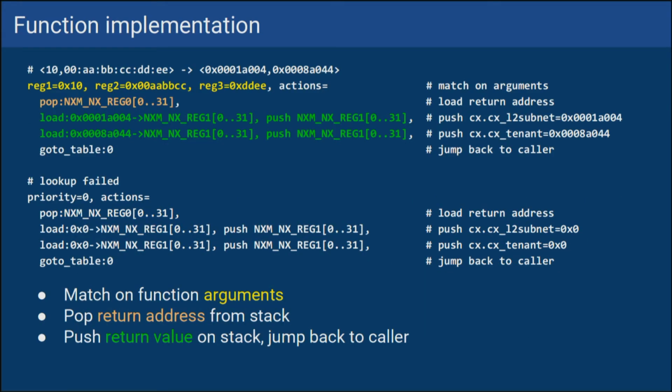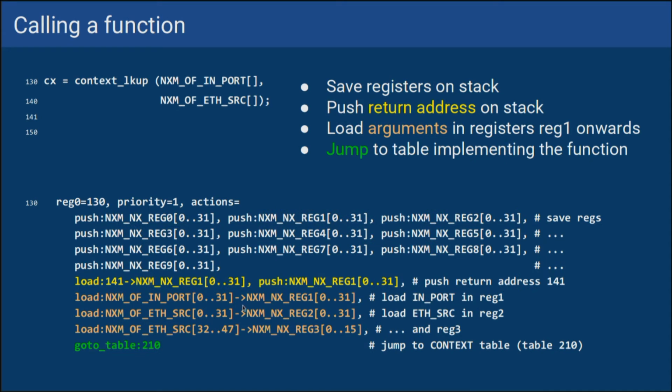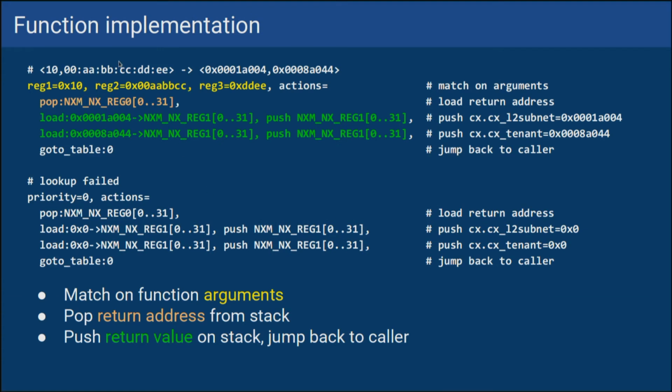Now how do we actually implement the function? So if we go back, we see that the function parameters are reg1, 2 and 3. So the function is implemented in say table 210, where it takes in parameters reg1, reg2 and reg3.